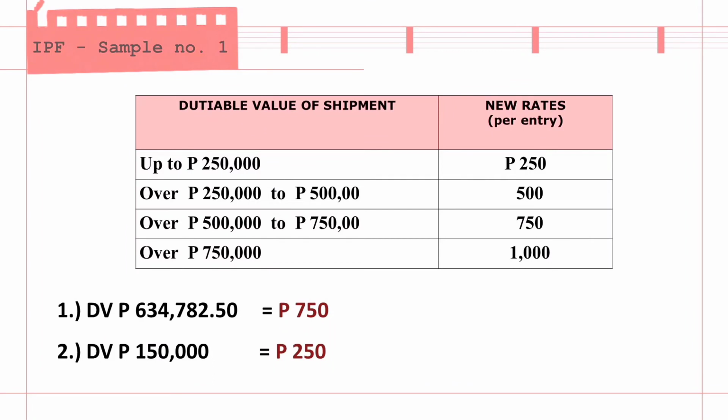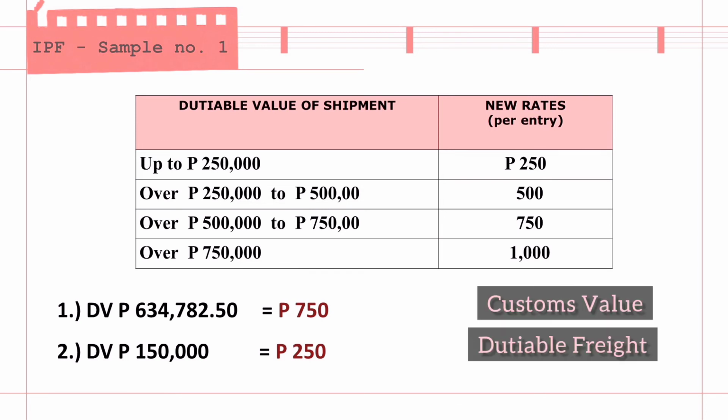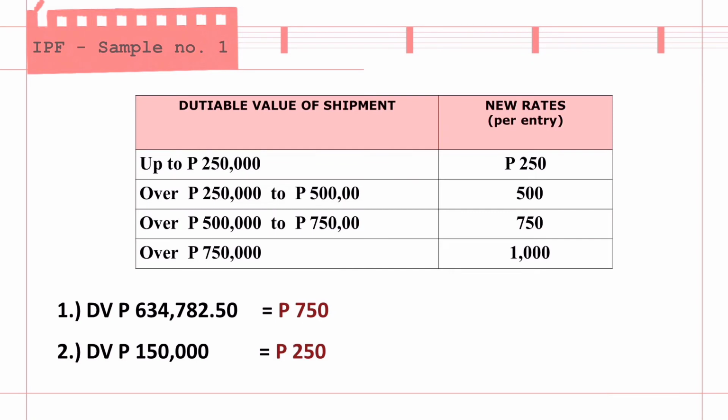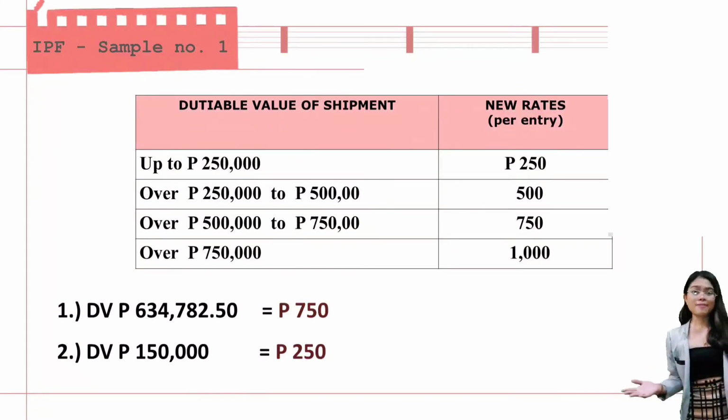Okay, so assume that we already have our dutiable value that is, of course, derived from customs value, dutiable freight, and dutiable insurance. So for number one, the dutiable value or DV is 634,782 pesos and 50 cents. So basing from the table above, the IPF is 750 pesos. And for number two, the DV is 150,000. That means to say that the IPF is 250 pesos. That's it! Pretty simple, right?